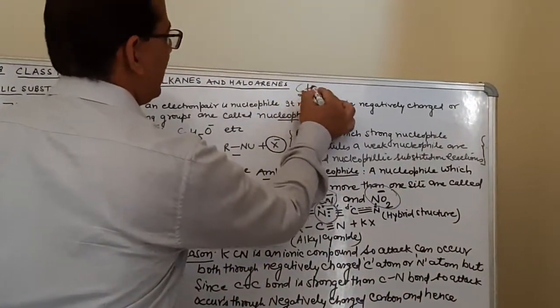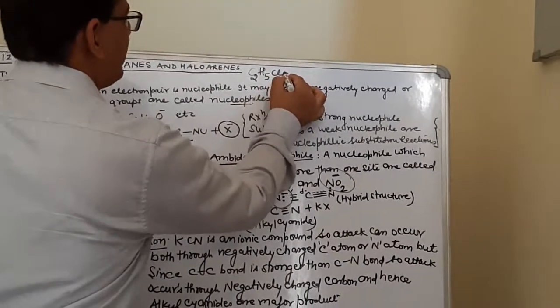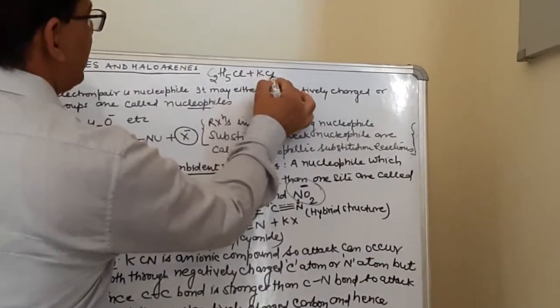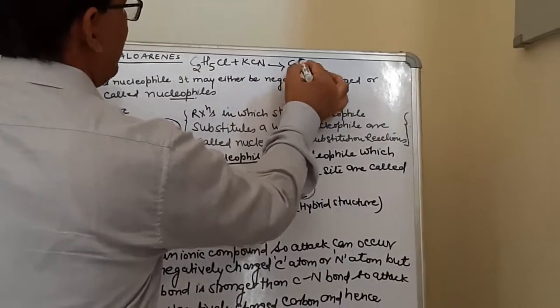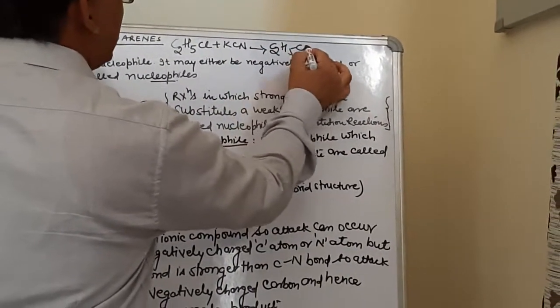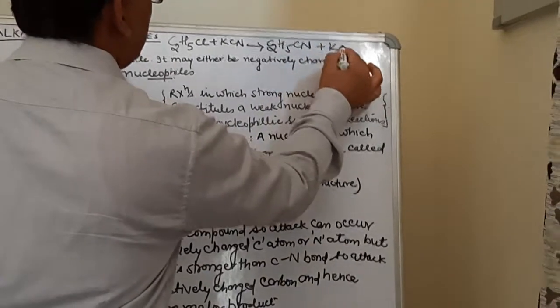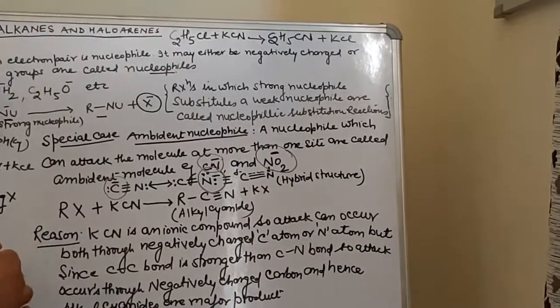You may see over here, for example, if you write down this reaction, that ethyl chloride when made to react with potassium cyanide, what will be the product obtained over here? It will result in the formation of ethyl cyanide, and potassium chloride will be given out. Why are the cyanides formed?